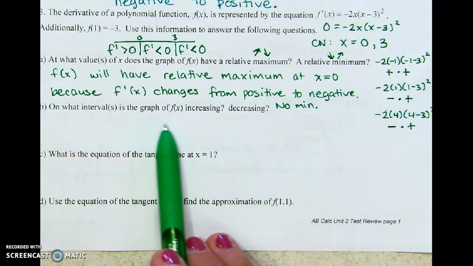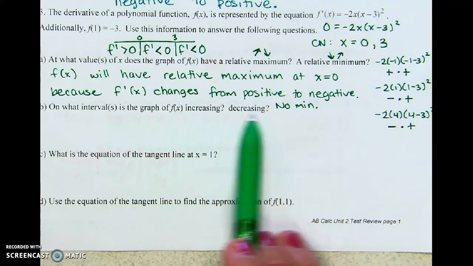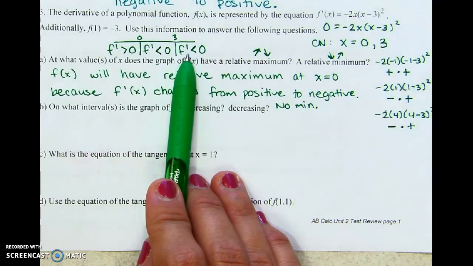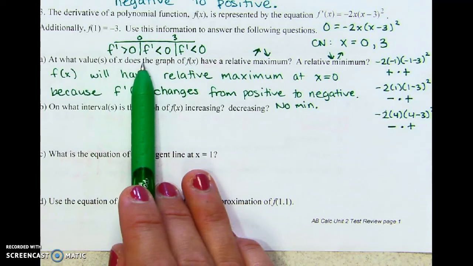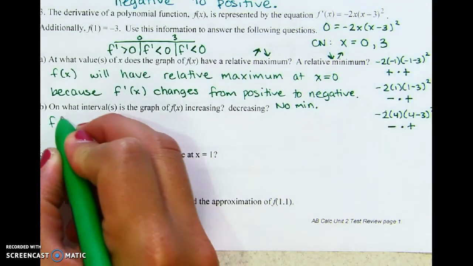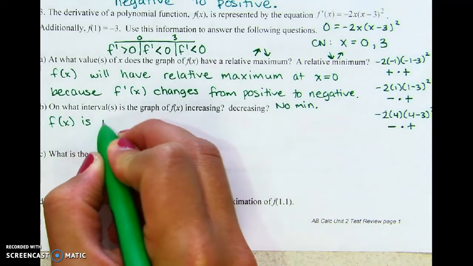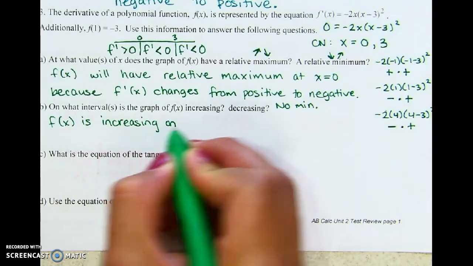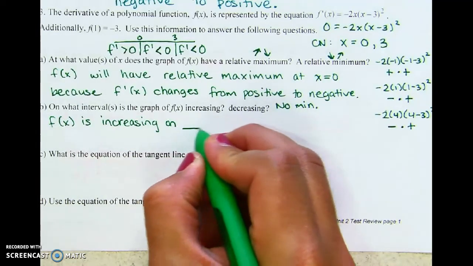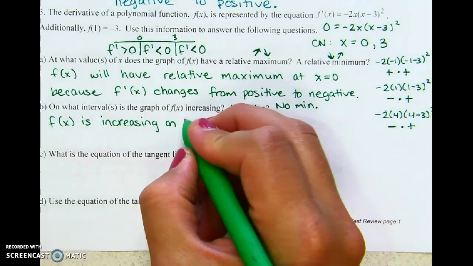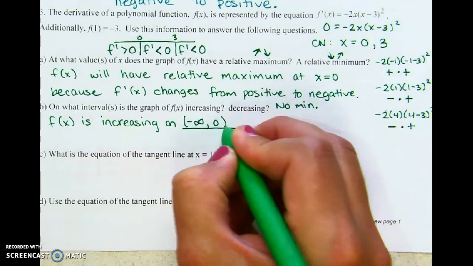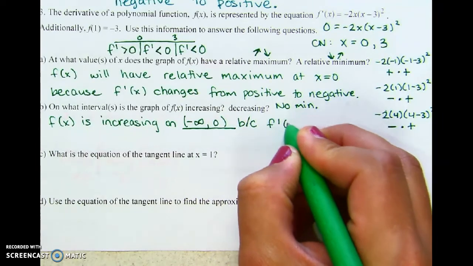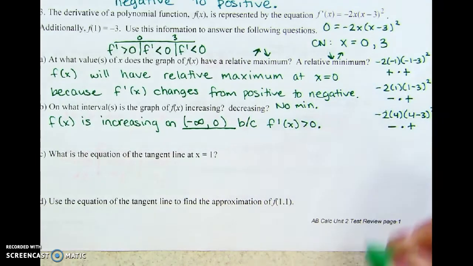Okay. What intervals is the graph increasing and decreasing? All we're going to do here is explain the chart. Okay. So we have our chart. That's like our show your work part. So f is increasing. F is increasing on an interval. So where is f increasing? Negative infinity to 0, good. And the reason, we have to explain everything, because the derivative is greater than 0.